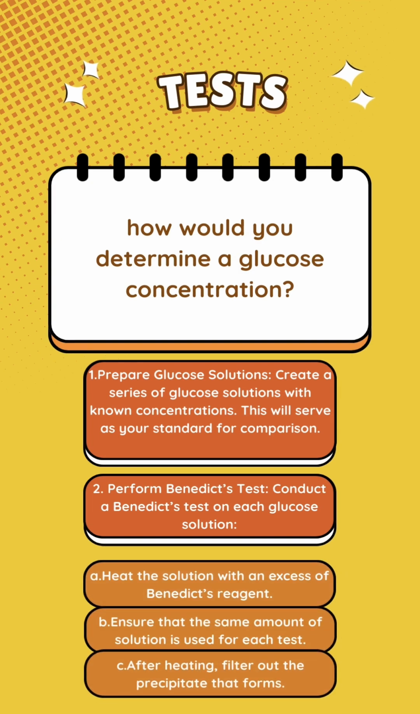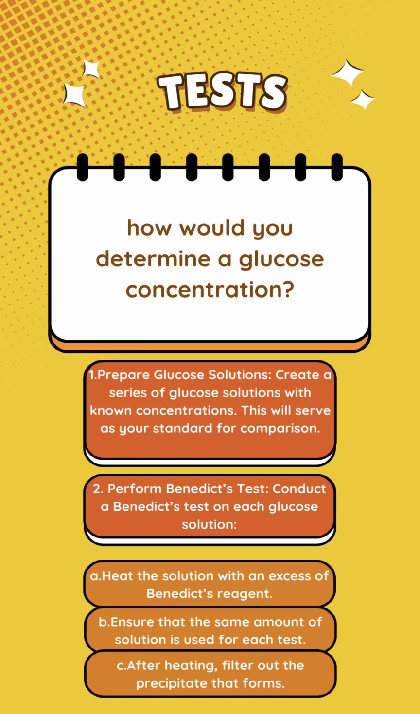To determine a glucose concentration, these are the following steps. Prepare glucose solutions with known concentrations. This will serve as your standard for comparison. Then perform Benedict's tests on each glucose solution. Heat the solution with an excess of Benedict's reagent. Ensure that the same amount of solution is used for each test.